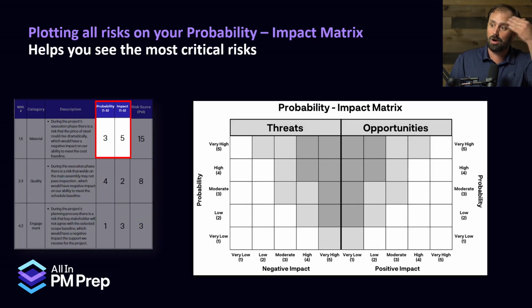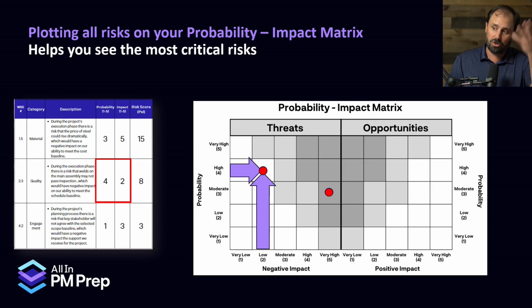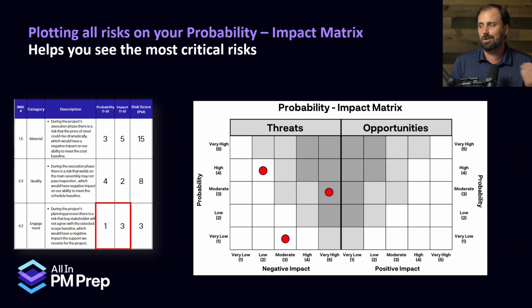And here's how it would work for our first little material risk. We had a probability of 3 and an impact of 5. Where do we put it on the chart? Right there. Probability 3, impact 5, bloop, throw a little dot right there. As we go down, these are negative things. We didn't have any good things that I came up with. We have a 4 and a 2, so we put that little dot there. And lastly, 1 and 3.